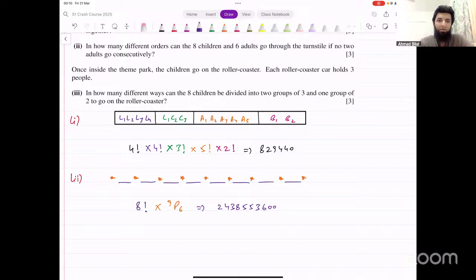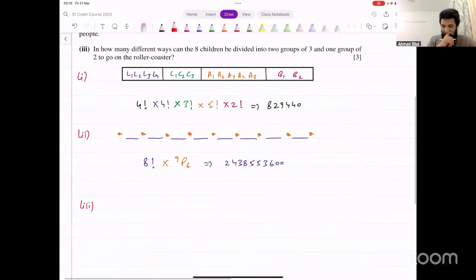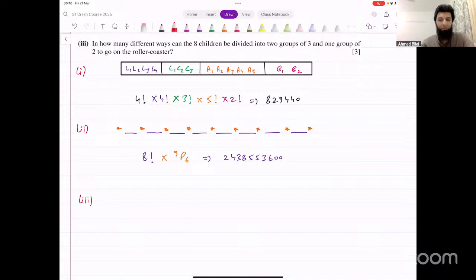Let's look at the third part now. The third part says, once inside the theme park, the children go on the roller coaster. Each roller coaster car holds 3 people. In how many different ways can the 8 children be divided into 2 groups of 3 and 1 group of 2 to go on the roller coaster? How many groups can we make from this? Now, how do we think about this? We have 8 people in total. We want to divide them into groups of 3, 2 groups of 3 and 1 group of 2.